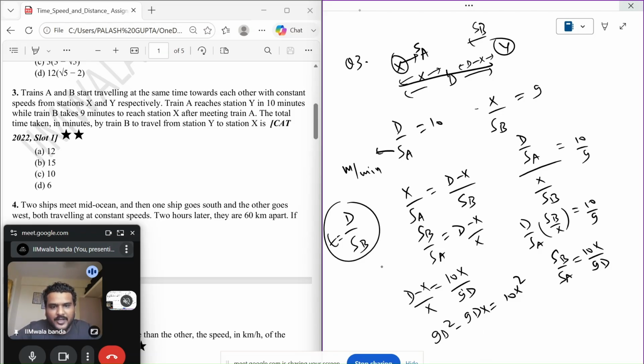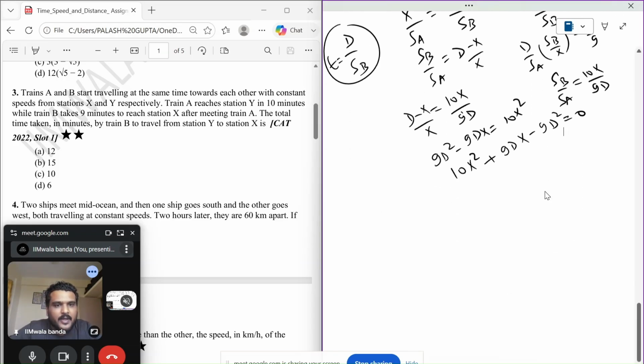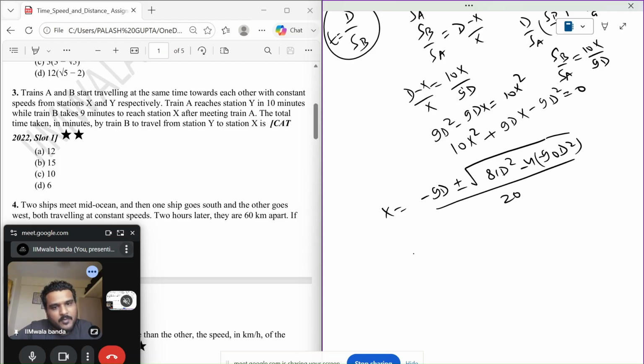So what do we want? We want SB, and we know SB is x by 9. So we want basically x values. So let's make a quadratic in x. 10x square plus 9Dx minus 9D square equals 0. Let's solve this quadratic. So basically x will be minus b plus minus root b square minus 4ac upon 2a. So minus 9D plus minus, what is this?